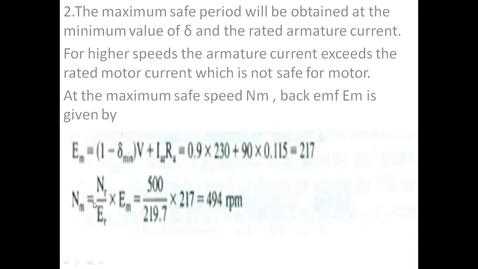Maximum speed is equal to Nr by Er into Em. So Nr by Er into Em, that is 500 by 219. You have solved this Nr, Er, rated speed. So Nr by Er, 500 by 219.7, into Em, maximum EMF 217. So this is 494, the maximum speed up to which we can go until the motor is safe.